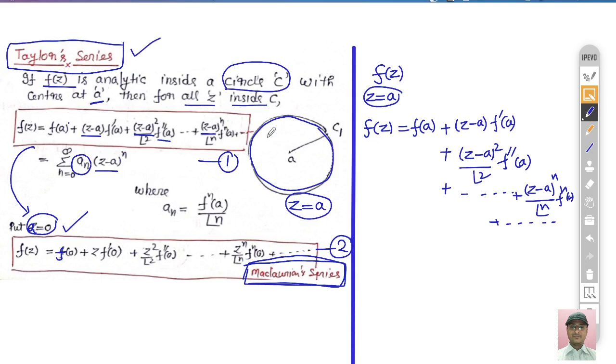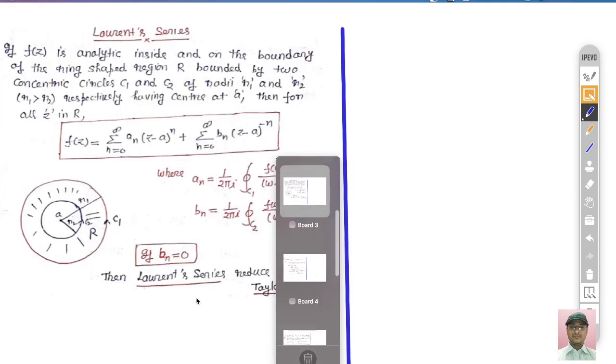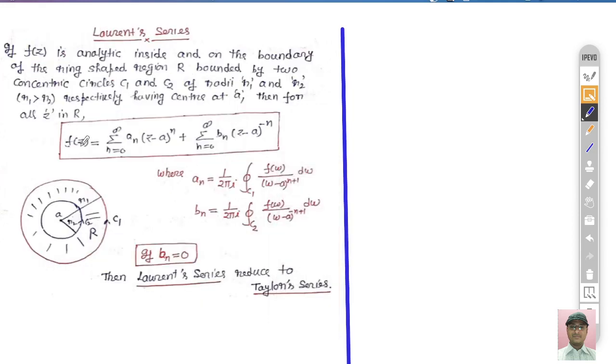which is analytic inside this region, which can be expanded both as a positive and negative power of z, right? So now we see what is Laurent expansion or Laurent series. First we try to understand why this Laurent series comes. Let's suppose f(z) is analytic inside and on the boundary of the ring shape region R, bounded by two concentric circles C1 and C2 of radii R1 and R2.